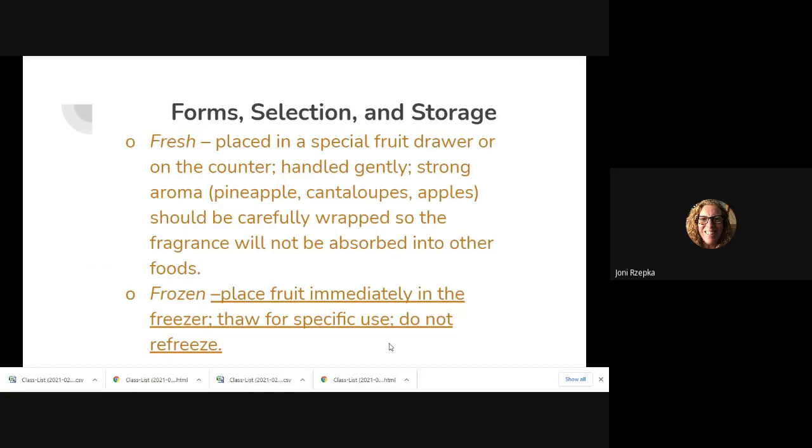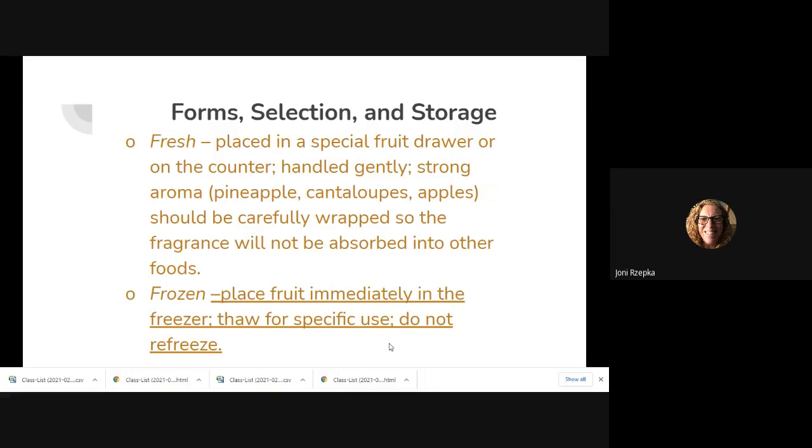Okay, then you have fresh, placed in a special fruit drawer. So in your refrigerator, you have a section for fruits, or some people will store them like the grocery store does, and put them on the counter. Just handle them gently. Pineapple, cantaloupe, apples will have a strong aroma and should be carefully wrapped so the fragrance will not be absorbed into other foods. So, I always say just store fresh fruits like they do at the store. If they have them just kind of laying out, that's okay. If you want to keep them from ripening any further, you can slow that down by putting them in the refrigerator. That slows them down a little bit.